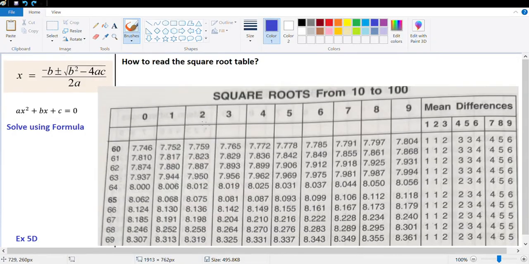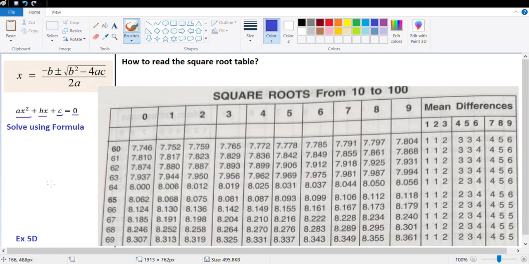Hi guys, let's start a new exercise 5D. So before we start, let's quickly revise what we've done till now. Till now, we figured out what a quadratic equation is, which is the standard form of ax squared plus bx plus c is equal to 0.